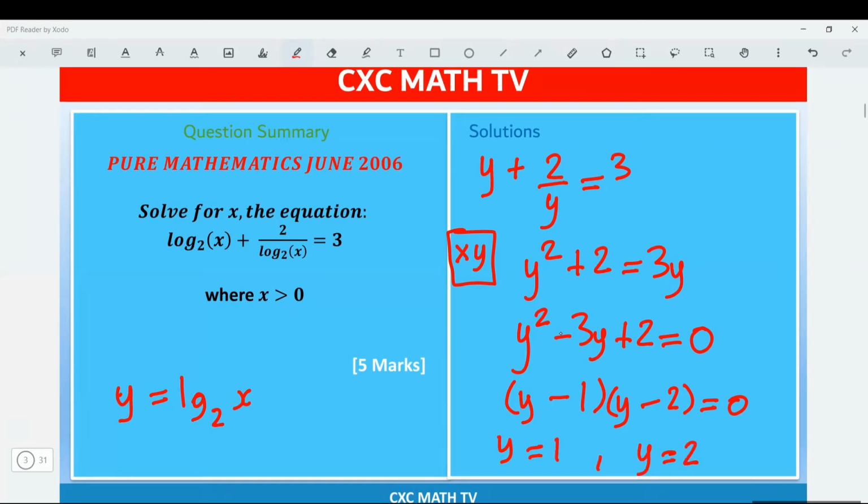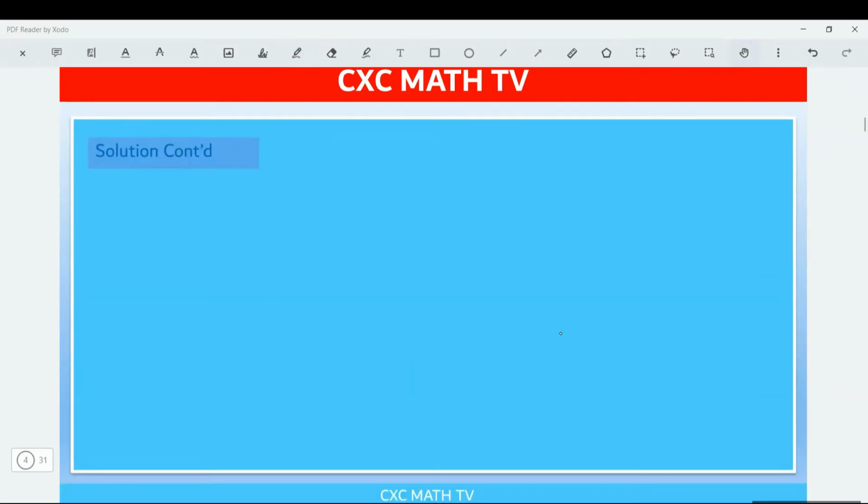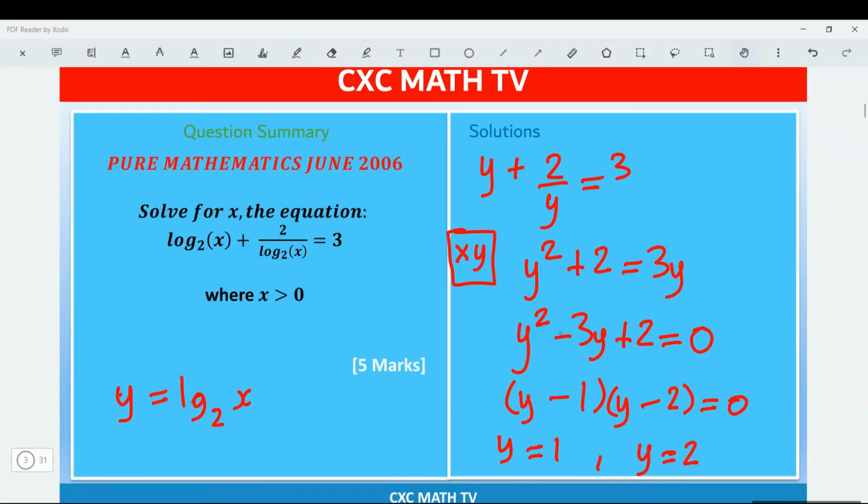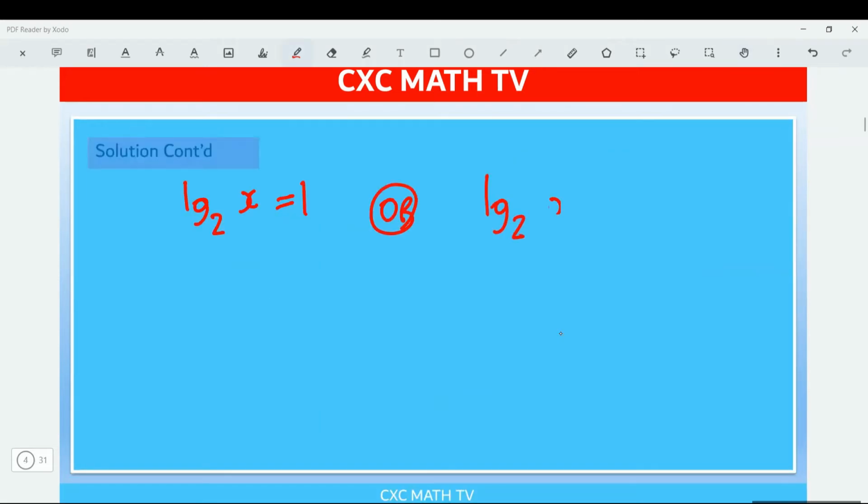But remember at the start of the question, we said y is log to base 2 of x. So this is saying that log to base 2 of x is equal to 1, or log to base 2 of x is equal to 2. In that case, we just need to find x. By using the definition of logarithm, x is equal to the base 2 to the power of 1, or x is equal to the base 2 to the power of 2. So the answers are x is equal to 2 or x is equal to 4.